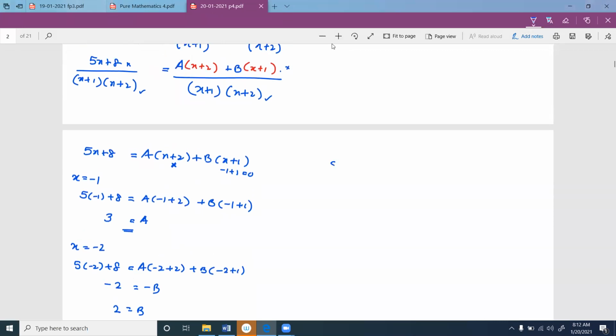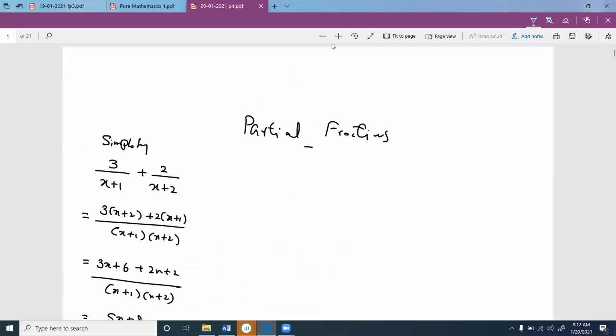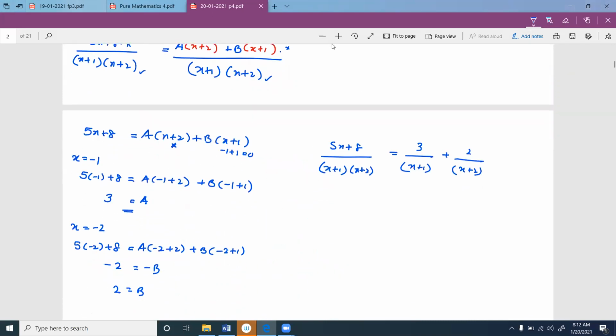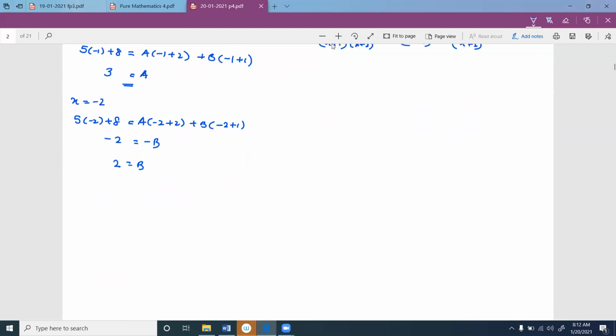You can say (5x plus 8) over (x plus 1) times (x plus 2) is equal to 3 over (x plus 1) plus 2 over (x plus 2), literally similar to the first expression. So you can just go here. You can see the same thing you come across, right? So you can say 3 and 2. So you can see that is correct. So that's a literal way of doing this. Right? That's the first level of this question.